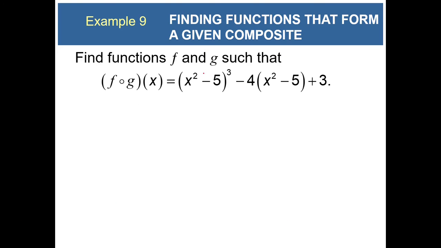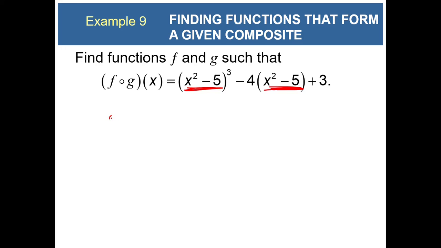Example 9, find functions f and g such that f of g of x equals this expression. X squared minus 5 quantity cubed minus 4x times the quantity x squared minus 5 plus 3. I noticed that x squared minus 5 is repeated twice. So it looks like x squared minus 5 is plugged into this function f.